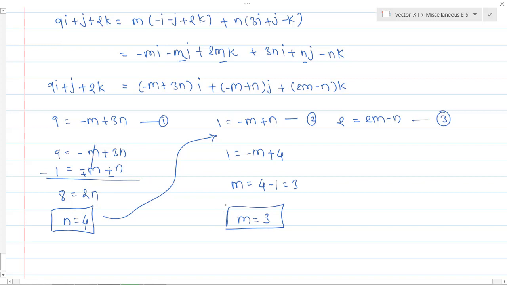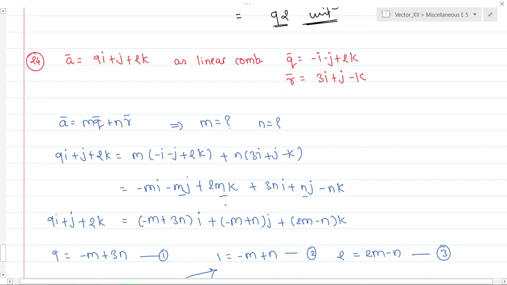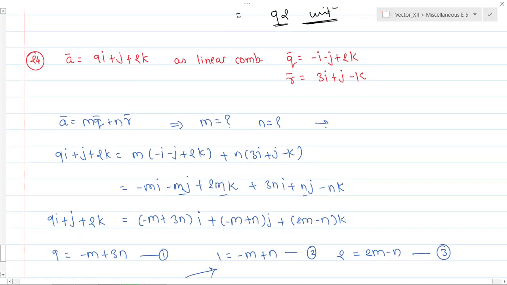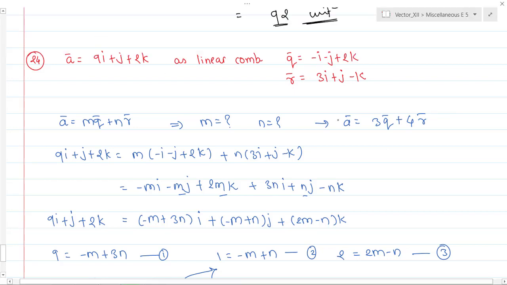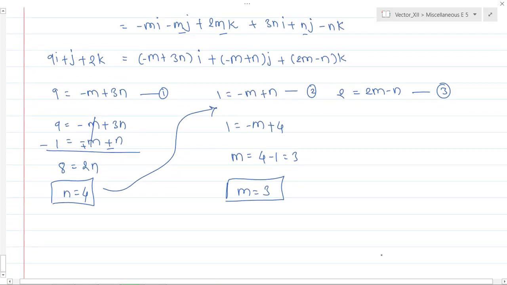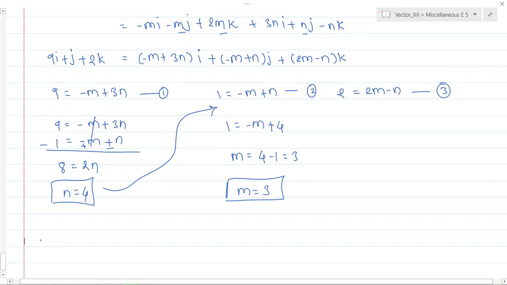So how can you write it then? It implies a bar equals 3 q bar plus 4 r bar. I hope it is okay for all of you. This is what the answer is. Okay, very good. Now let's see the next question, question number 25 here.